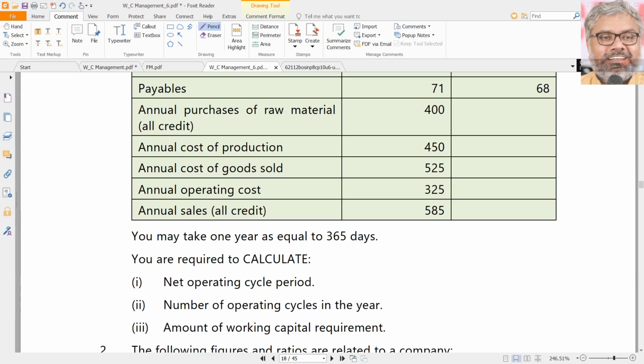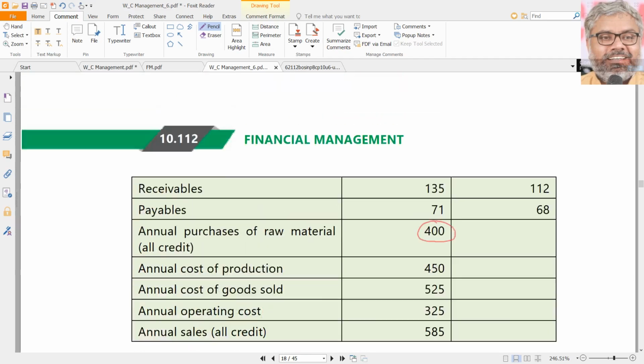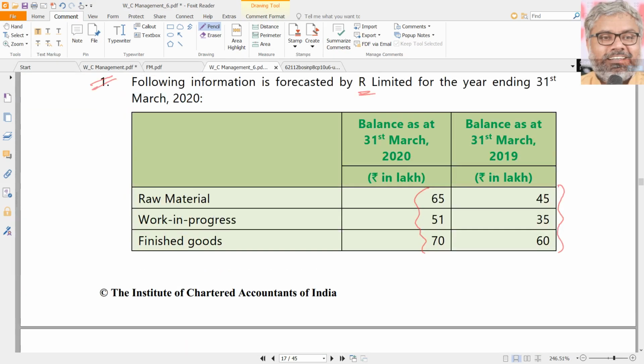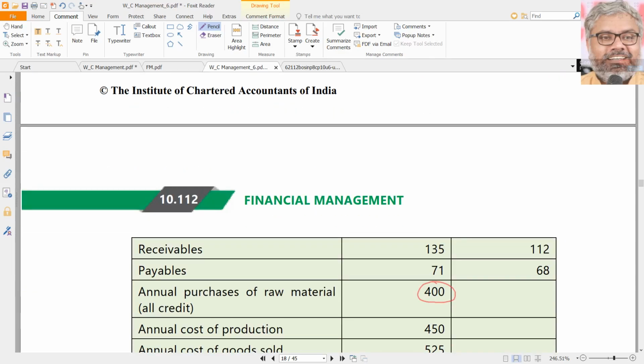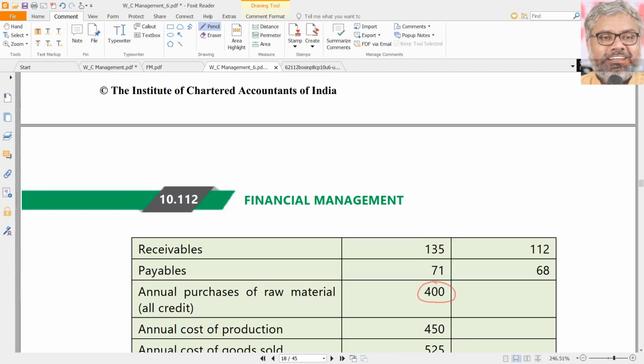Then here it is given, annual purchase of the raw material, all credit, that is 400 lakhs is the purchase of raw materials. But what we need here, be careful, do we need purchase or consumption of raw material here? For the raw material holding period, we need consumption, not purchase.